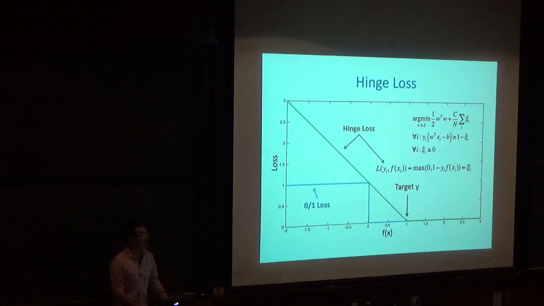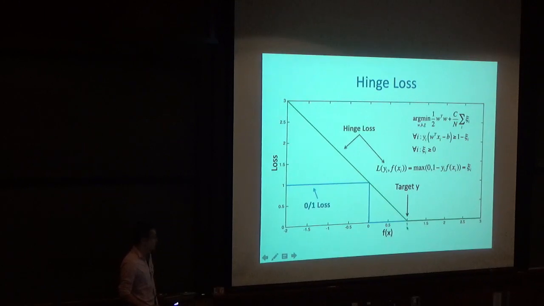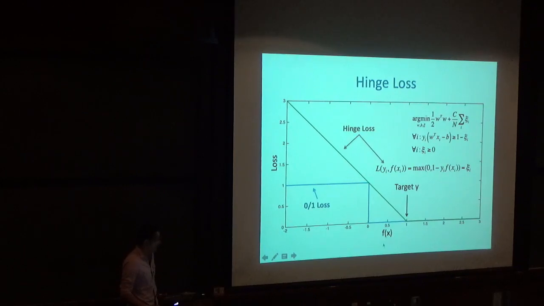Let's move on to the loss function. So now I'm going to introduce the hinge loss, which is a new loss function. It's different from 0-1 loss, and it's different from squared loss. And here is the definition of the hinge loss. So again, the target that we want to predict is +1 right here. And the green line is the hinge loss as we vary the raw score of the linear function.